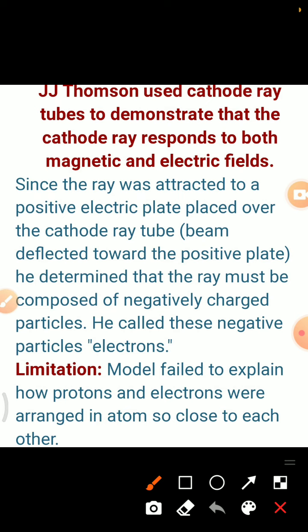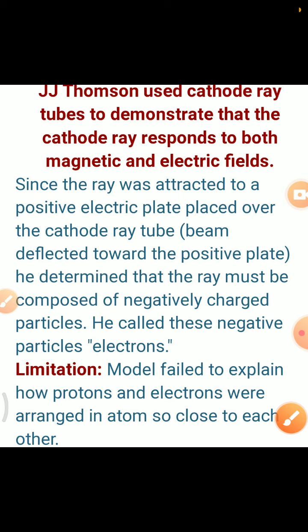Now, how did J.J. Thomson prove that electrons are negatively charged? How did he prove that? The main thing he did was an experiment where a positive electric plate was placed over the cathode ray tube and the beam deflected towards the positive plate.